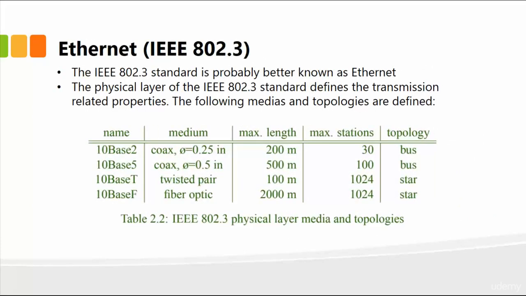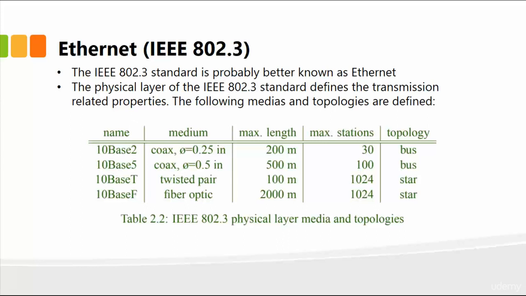Additional things about Ethernet, IEEE 802.3. These are buzzwords that you'll find all across the industry wherever you go. The 802.3 standard is most commonly known as Ethernet, so you'll come across the term Ethernet all the time. The physical layer of this standard defines the transmission-related properties. For instance, the media that you see in the chart and the topologies are defined.